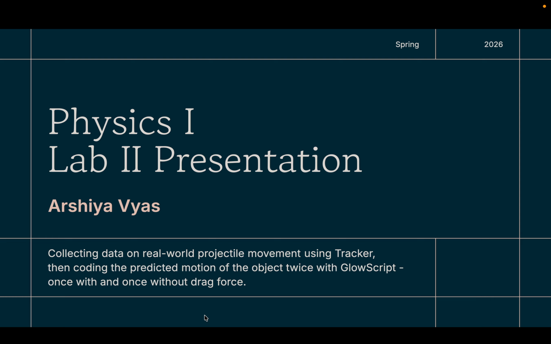This is my Lab 2 presentation for Physics 1. This lab involved collecting data on real-world projectile motion using Tracker, and then coding the predicted motion of the object twice with GlowScript, once with and once without drag force.